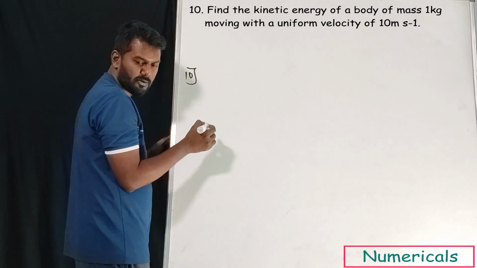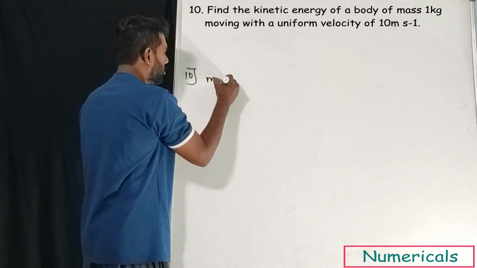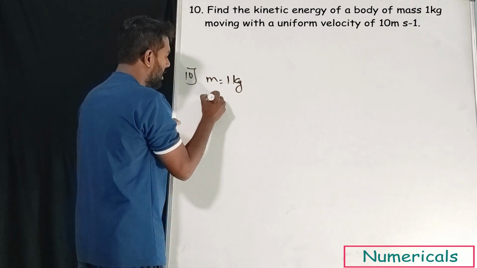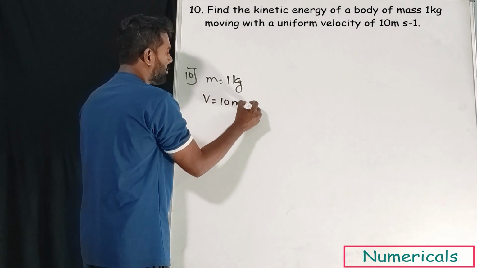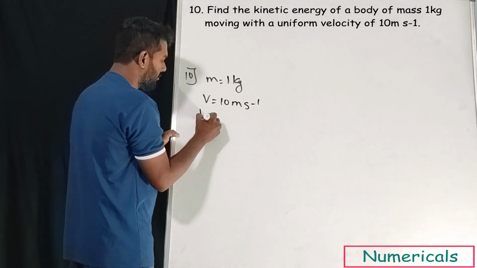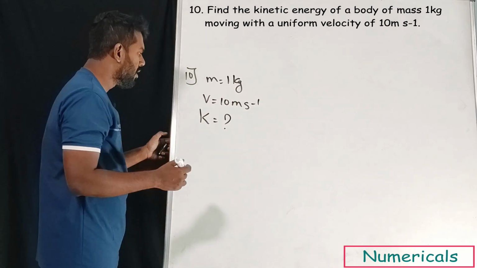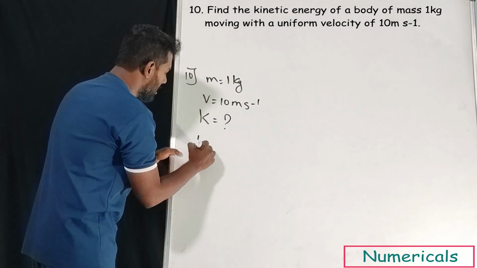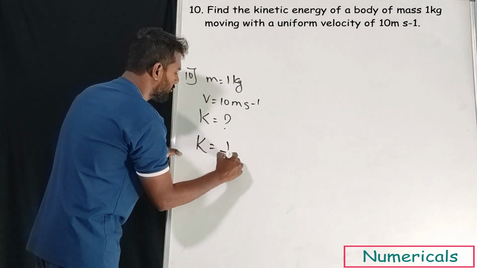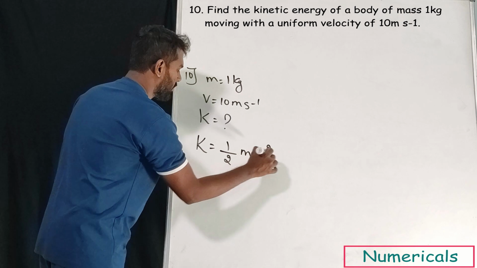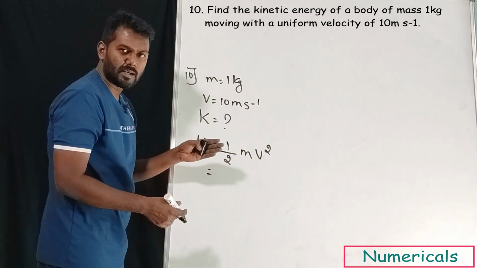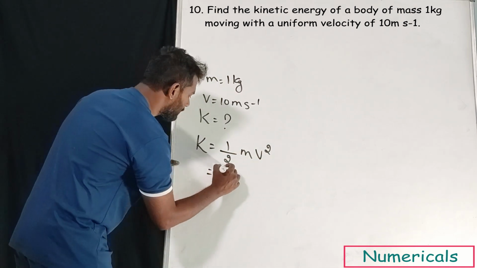Question number 10, what are the given data? Mass is equal to 1 kg, velocity is equal to 10 meter per second. We have to find the value of K. Very simple. What is the formula for kinetic energy? Kinetic energy is equal to half mv square. Substitute the values and we will get the answer directly.